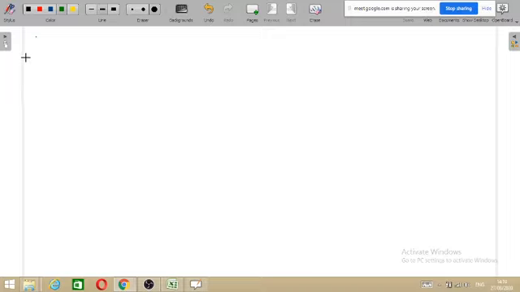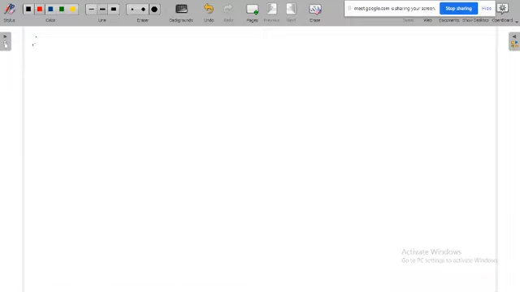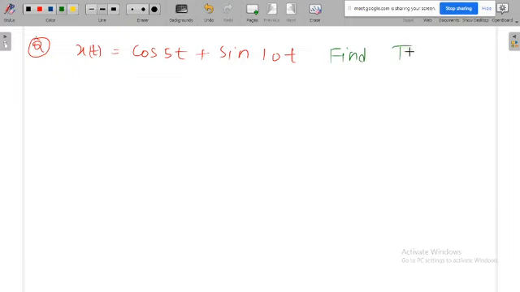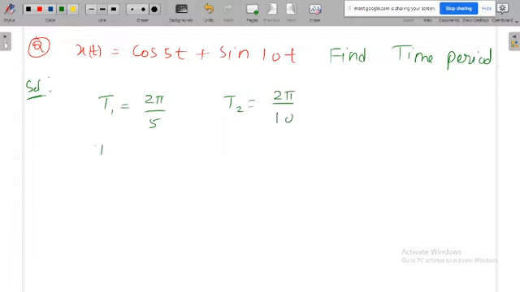Say the question is like this. If x of t is equal to cos 5t plus sine 10t, then find the time period. Before finding the time period, we have to verify whether the given signal is a periodic signal or not. First we'll calculate the time period of the first signal, that is 2 pi by omega 1, that is 5. For the second signal, 2 pi by omega 2, that is 10. Again you take the ratio of T1 and T2.